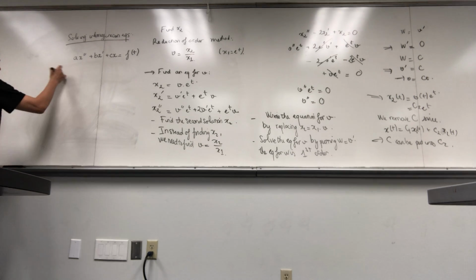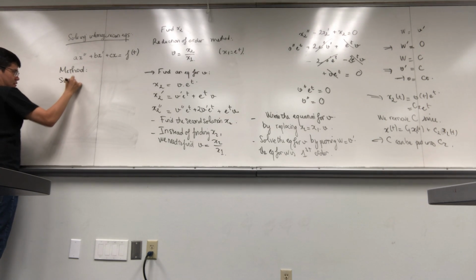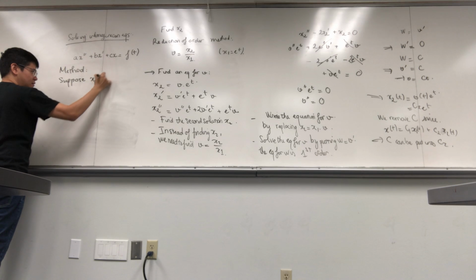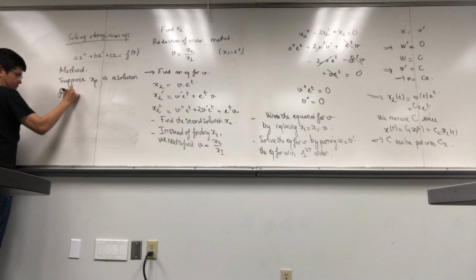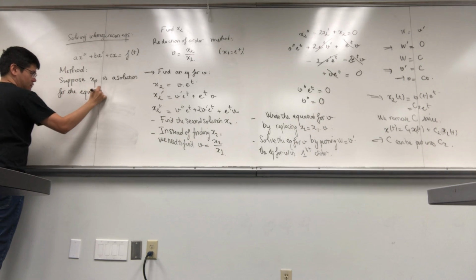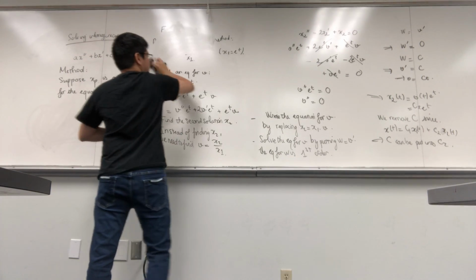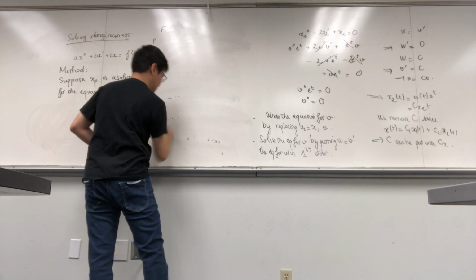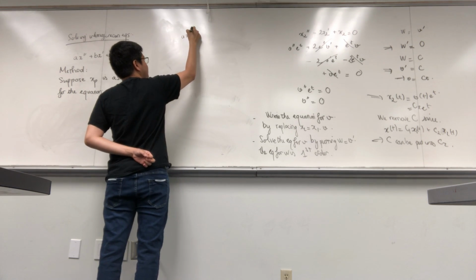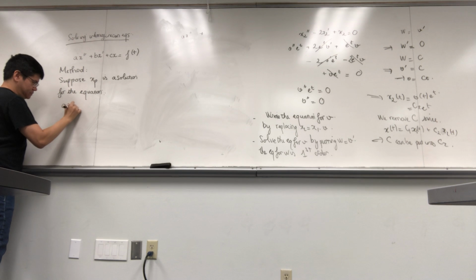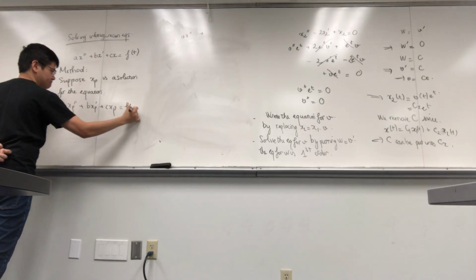So the method, right? So first, suppose that xp is a solution for the equation, right? So you have a xp second plus b xp prime plus c xp is f of t.